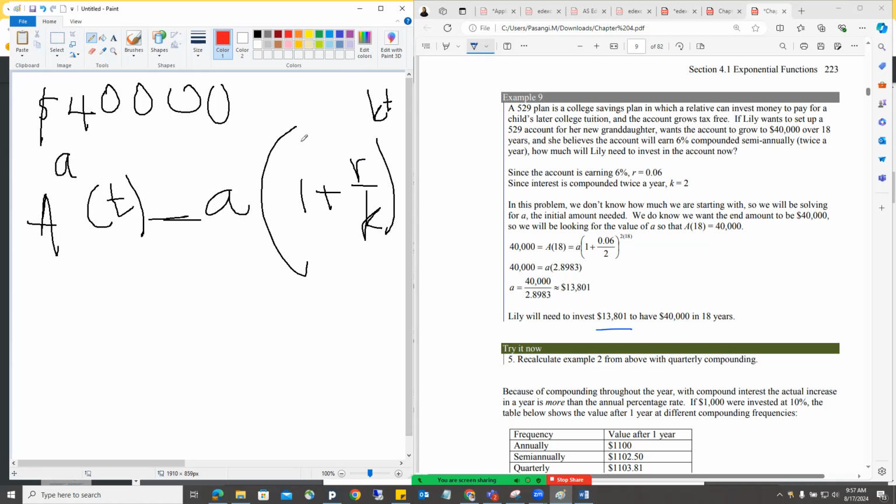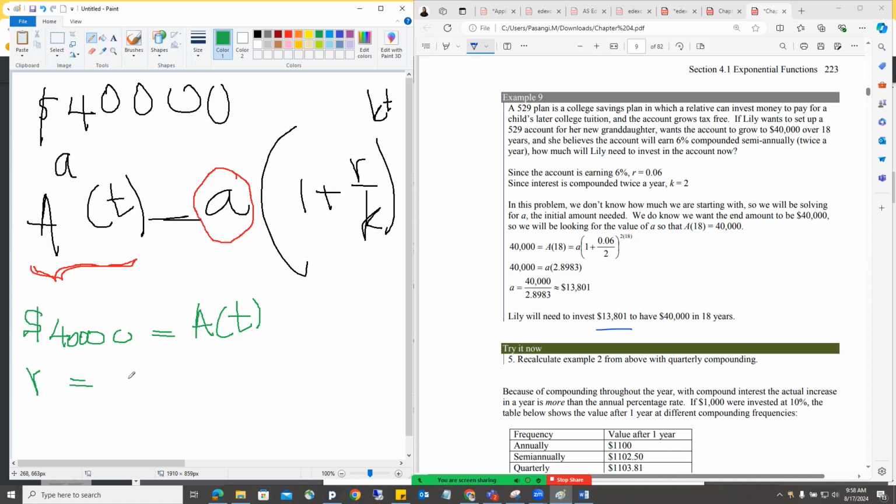Now we need to find the value for A. A is the initial value. Now this value is what? According to the given context, it is the final value. Final value means they have given 40,000. After completing 18 years on that account, she should have $40,000. So this is the final amount, or the output value.